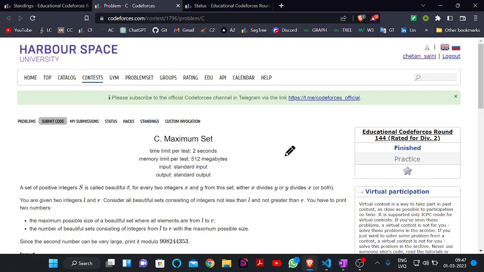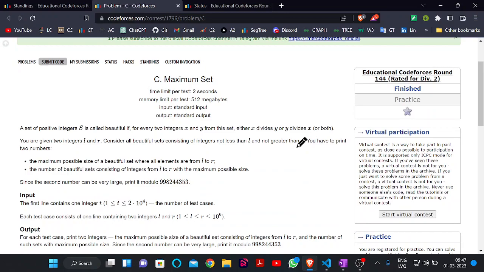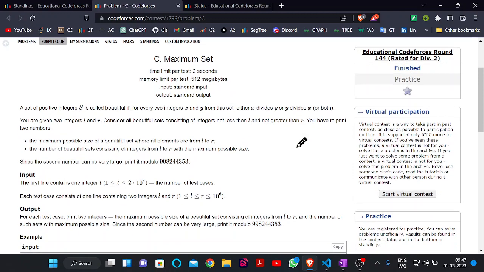Today we are here to discuss the problem Maximum Set, which came in a recent contest of Codeforces, that is Educational Codeforces Round 144. So let's see the problem statement. The problem statement says a set of positive integers is called beautiful if for every two integers x and y from this set, either x divides y or y divides x.